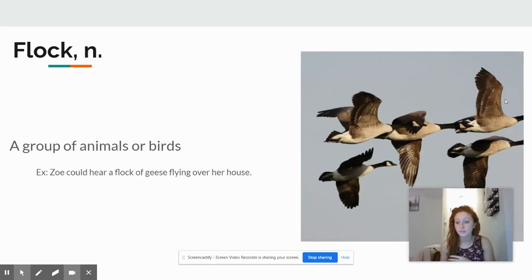Our next word is flock, which is a noun. And a flock is a group of animals or birds. Okay, so an example would be Zoe could hear a flock of geese flying over her house. So if you look in that picture, you see a group of geese flying.